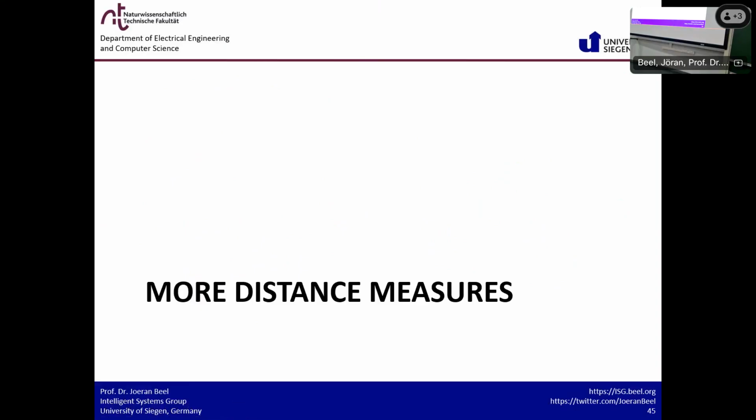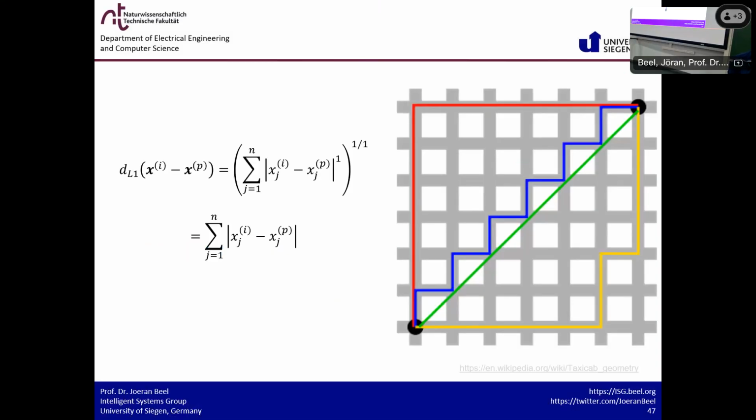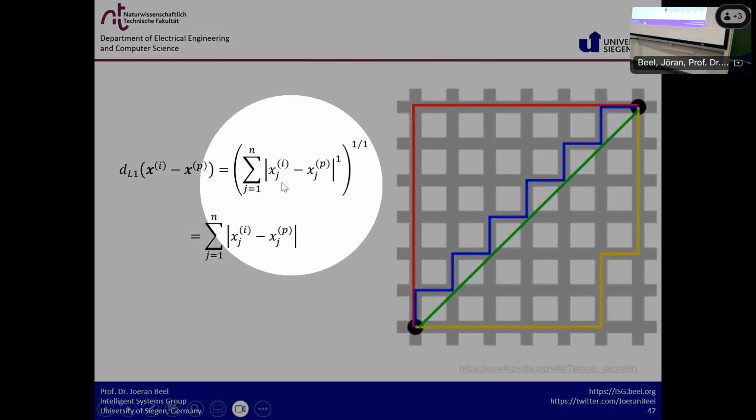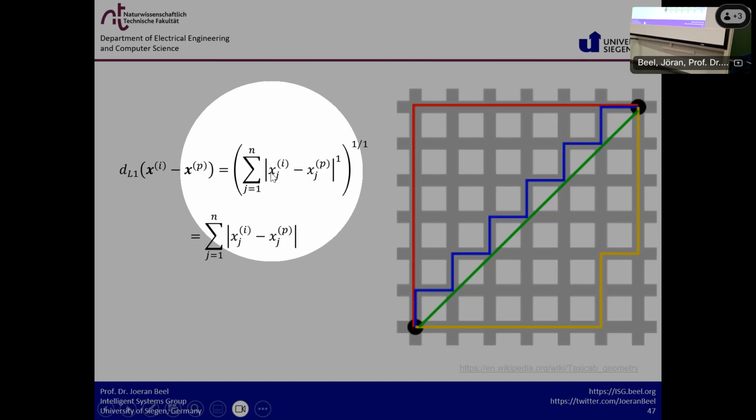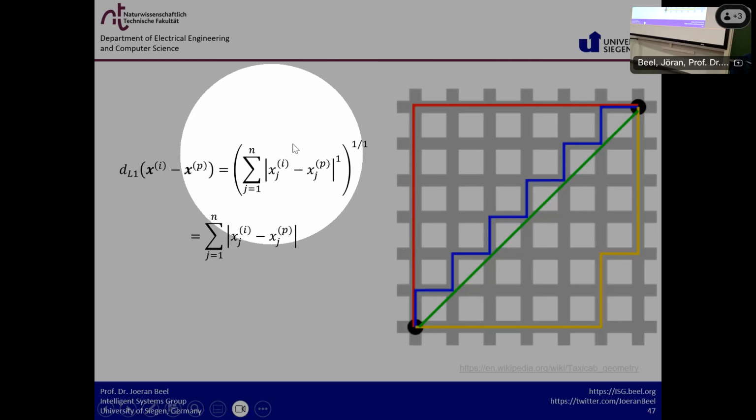Let's go quickly through other distance measures. I just told you about the L2 Euclidean distance. Another common one is the L1 norm. That's the Manhattan distance, where the distance is simply calculated as the sum of the differences of each feature. You don't square anything here. You just take the difference between feature 1 and add the difference between feature 2 and the difference between feature 3.